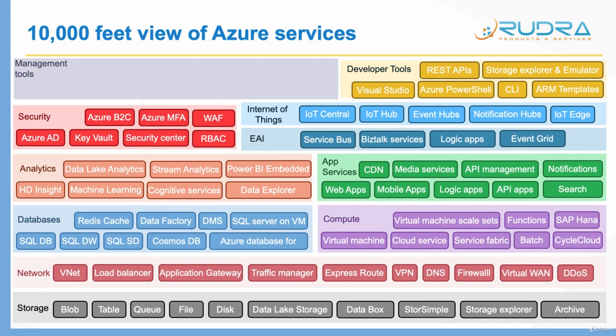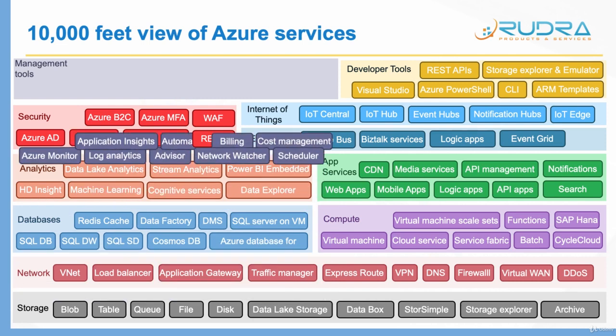In developer tools, we have Visual Studio, using which you can develop applications, you can write code in order to manage some of the Azure services also. So you can use Visual Studio from a development point of view. From an administration point of view, you can use Azure PowerShell, CLI and ARM templates. And most of the services also provide REST APIs, which you can call in order to manage the service or to do some operational activities. So for example, to post an event into Event Hub, you can use REST API. And you have Storage Explorer and Emulator in order to develop storage solutions in Azure and also manage storage services in Azure.